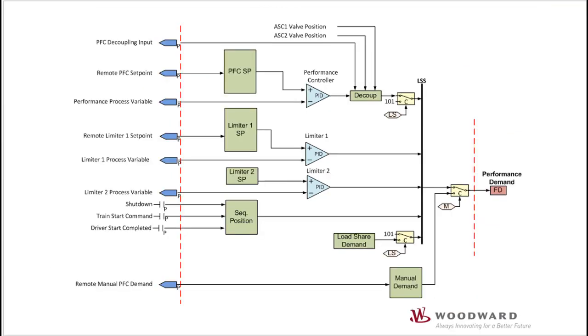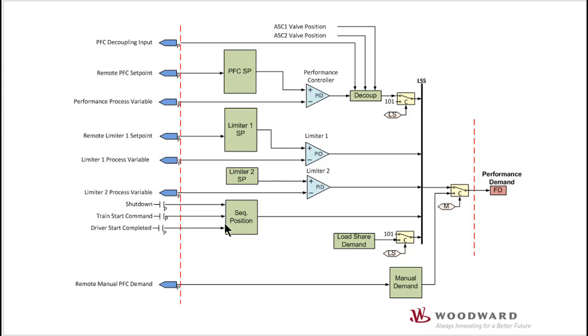This is the functional diagram for the performance control loop. This diagram provides an overview of the routines that affect the final performance demand. The control loop consists of 3 PIDs. There is the performance control PID, and this is controlling the main process variable. There's an optional limiter 1 PID and an optional limiter 2 PID. These are used with an independent process variable to prevent the output from allowing the process variable to exceed some predetermined set point. So for example, motor current can be used to prevent the performance demand from overpowering the motor.